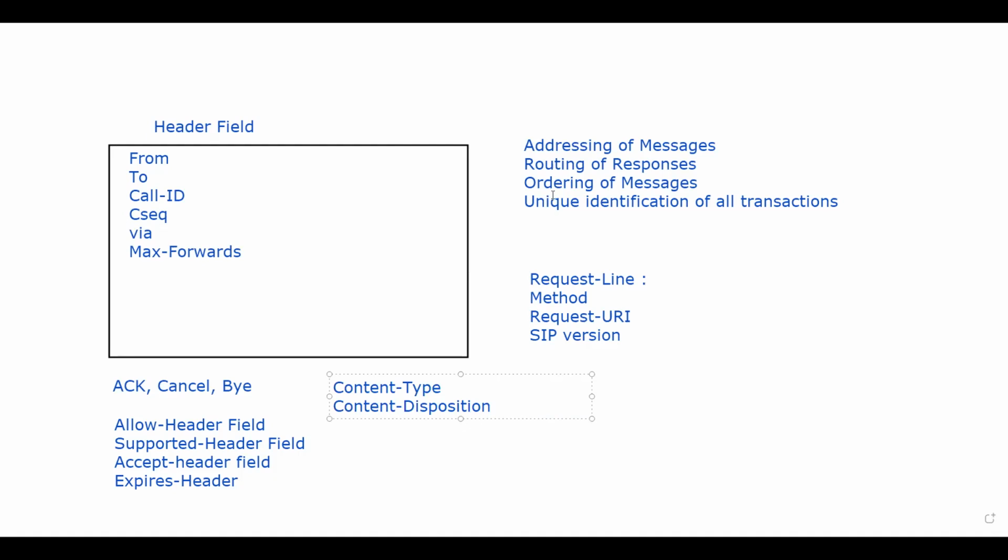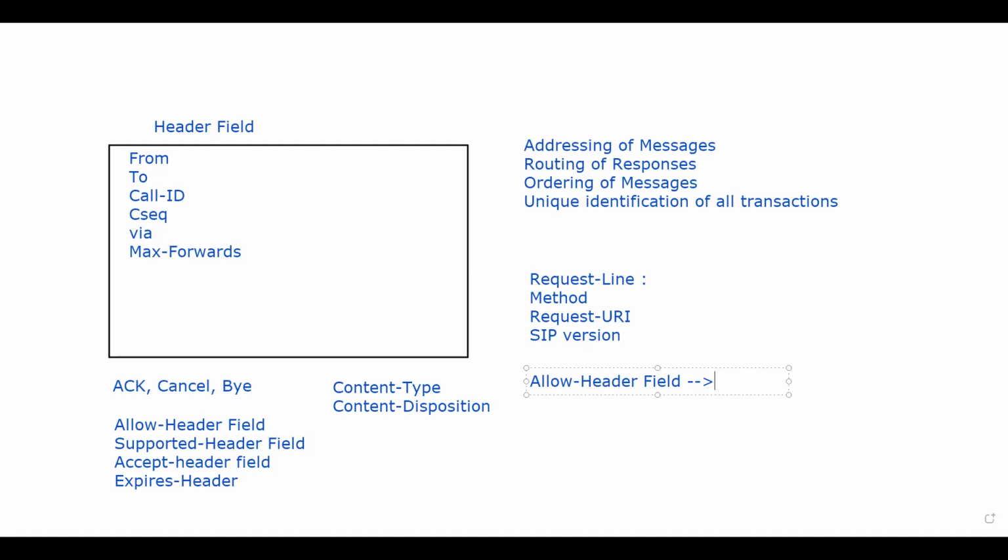Then after this, let's say I have addressing of messages, request line, content type, and the allow header field. After all these messages, I want to process my invite response. Or maybe I can discuss the invite response later on. Let me discuss this first: the allow header fields, supported header fields, accept header fields. So what does this allow header field mean? I will write it down here so that you can note it down as well.